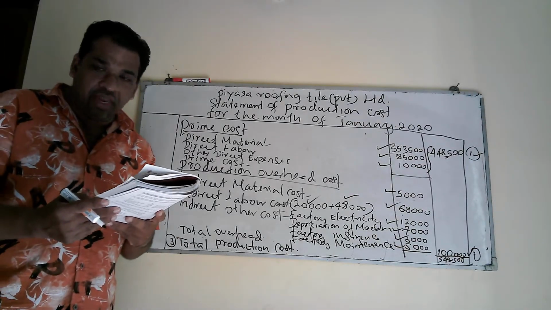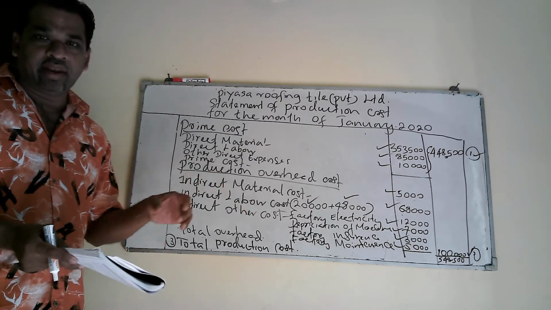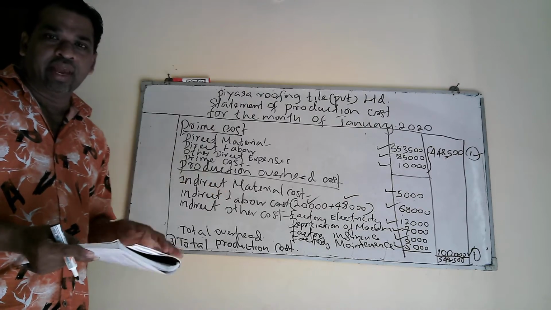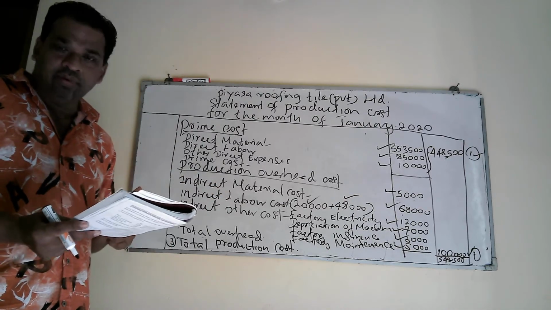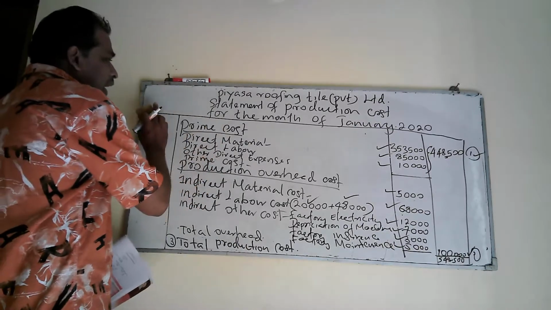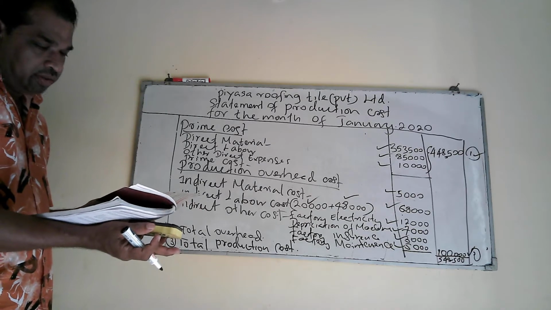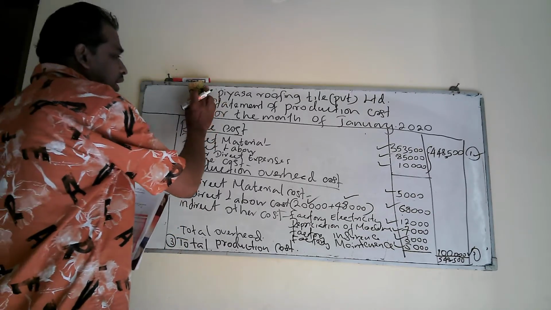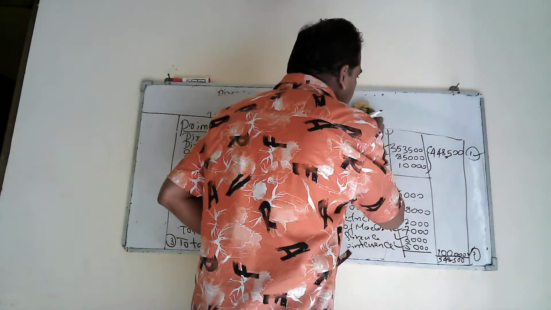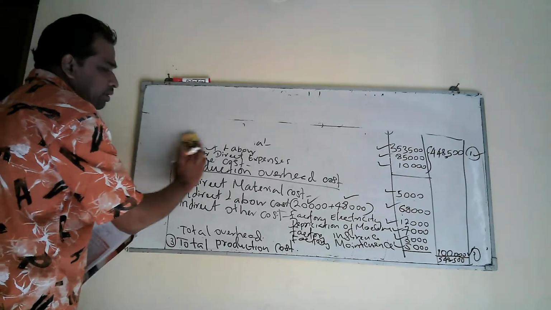Part 4, per unit selling price. We can calculate the answer in this format itself, or we can produce the answer for part 4 separately. Therefore, we can produce our answer separately. Then it is easy for you to calculate.